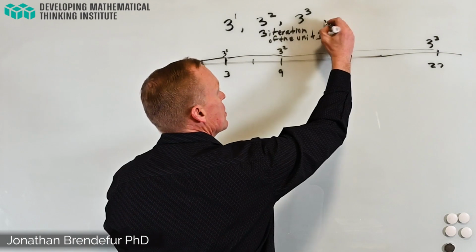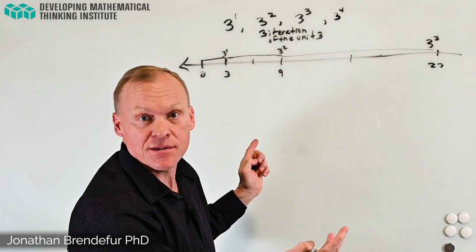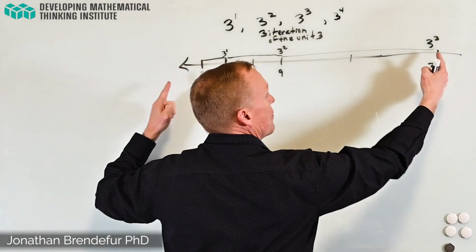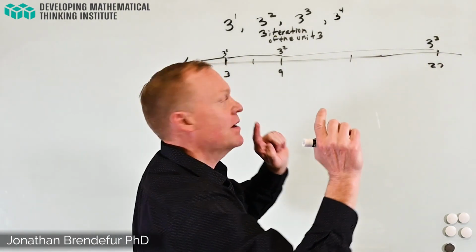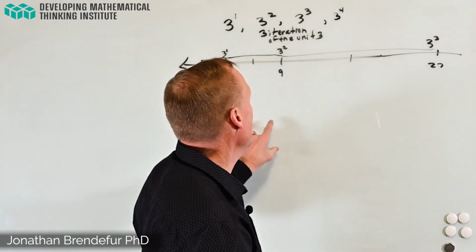Now, if we were to continue, it would be 3 to the fourth. And we say same thing. We have 3 iterations of 3 to the third. So we have 1, 27, 54, 81. So it starts getting very large very quickly.